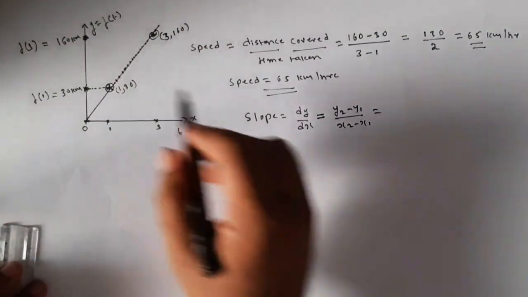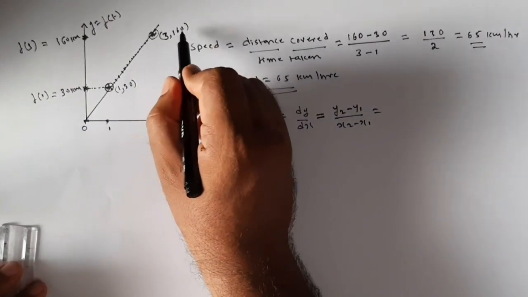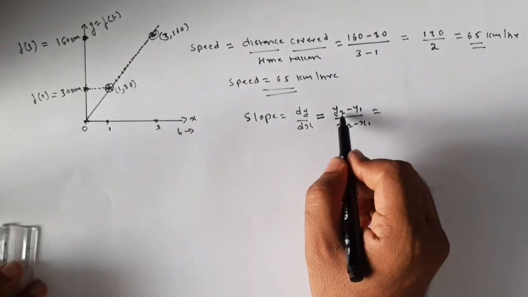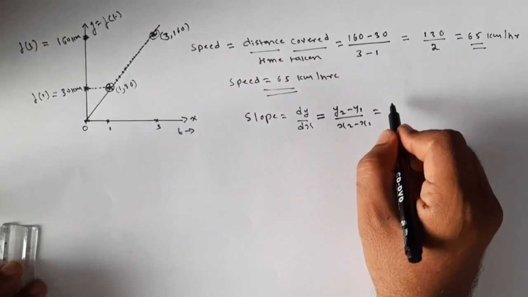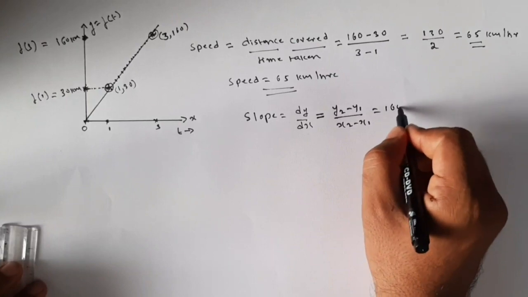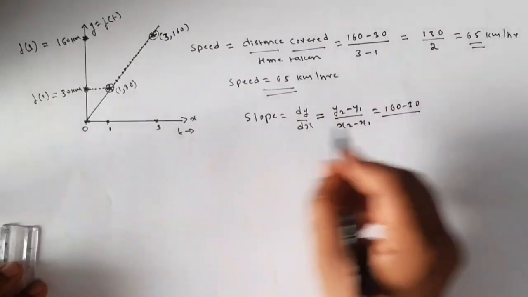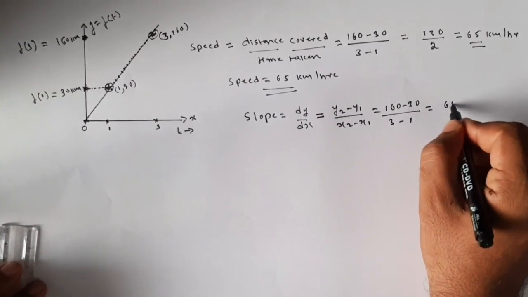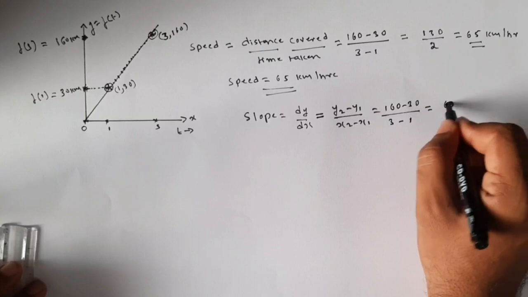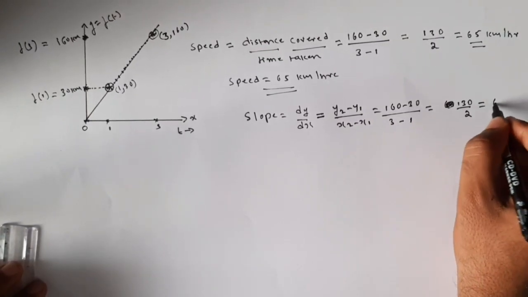Now substitute these values. Here this is x1, y1, and this is x2, y2. So in the numerator we have y2 minus y1, which means 160 minus 30, divided by x2 minus x1, which is 3 minus 1. So this is equal to 130 divided by 2, that is equal to 65.